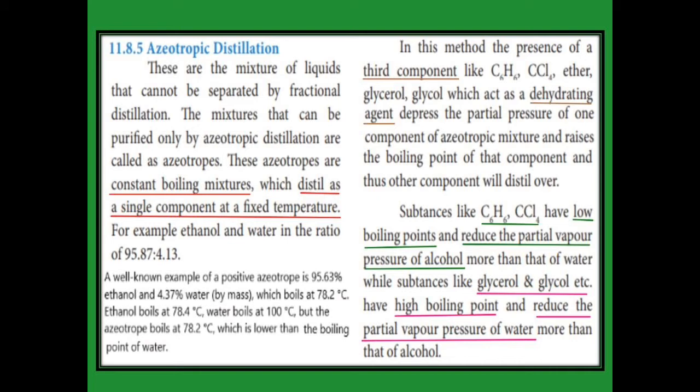So depending on what we need: suppose you want to distill over the ethyl alcohol, then we have to add benzene and carbon tetrachloride. To reduce the partial pressure of water, we have to add glycerol and glycol to that azeotropic mixture. Then only can we distill one component. So to distill only one component from the mixture, we need a third component to suppress the boiling point of the other component.